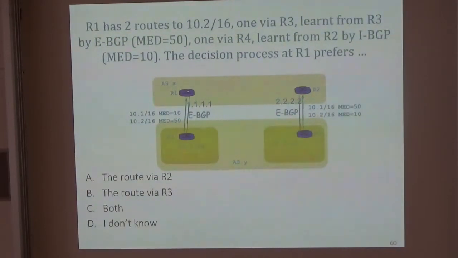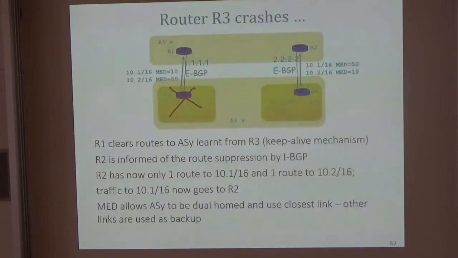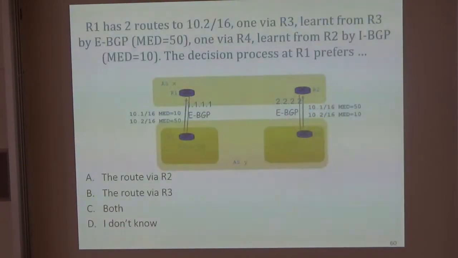That is, R1 has received the route from iBGP, from R2, and from eBGP. We know eBGP is preferred, but the MED is tested before eBGP versus iBGP, because that's the purpose of the MED. So the correct answer is the route via R3, which is not the majority vote.